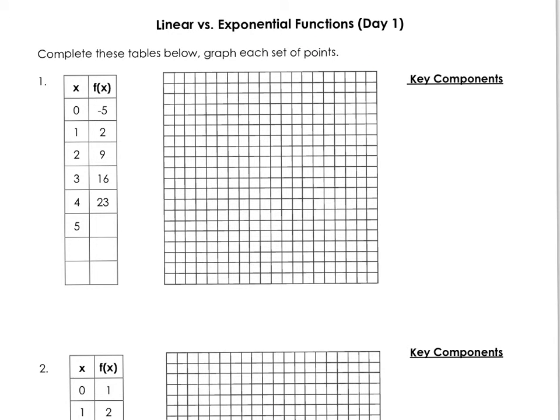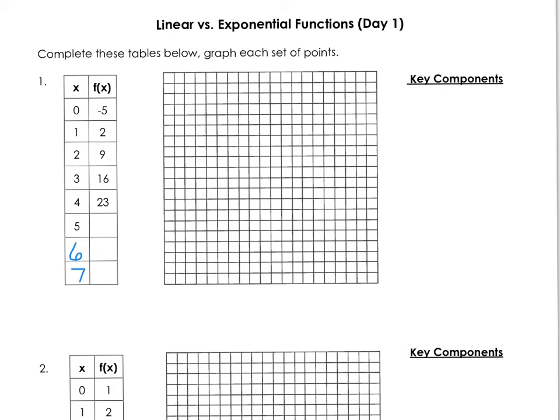So first, let's look at this table. We have 0 with -5, and then 1 with 2, and 2 with 9, 3 with 16, 4 with 23. Well, for those points, I'm trying to figure out what the pattern is so I can fill in the rest of my table that's missing. So on the left side here, it's easy. I can see that it's going up. So I can go ahead and fill in the rest of those with my 6 and 7.